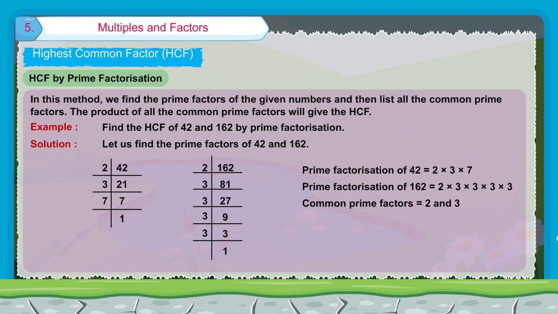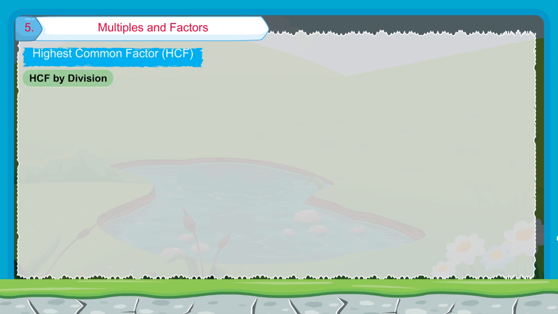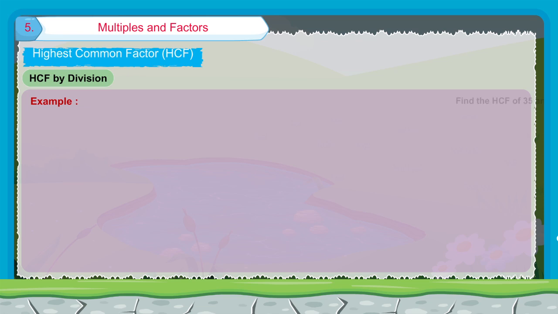Common prime factors is equal to 2 and 3. Therefore, HCF is 2 into 3 is equal to 6. Therefore, HCF of 42 and 162 is 6. HCF by division. Example, find the HCF of 35 and 95 by division.